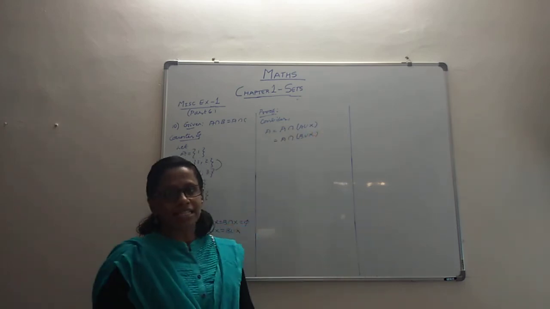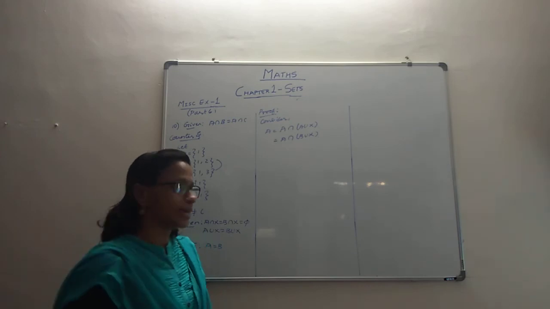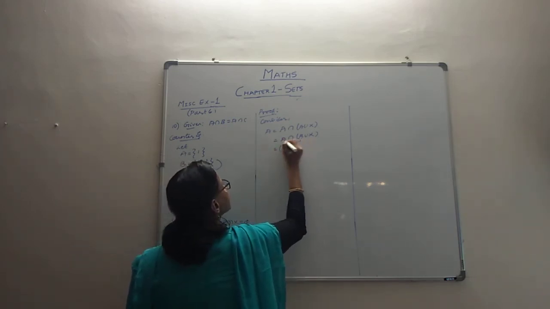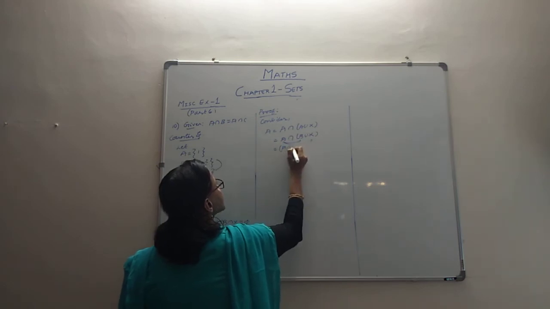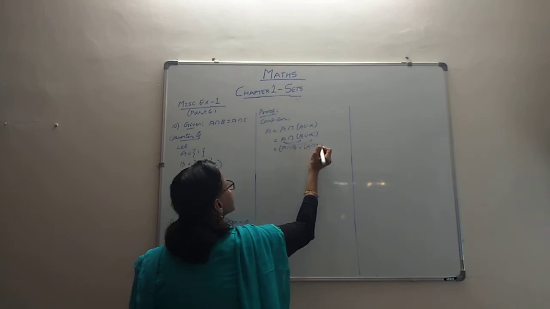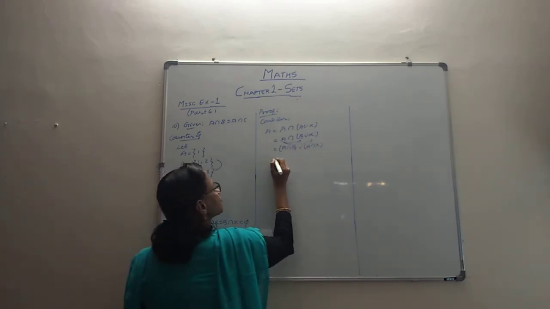What is the advantage? It helps us to expand. We have our distributivity law. Let's expand and see what happens. This becomes A intersection, we have the distributivity. So A intersection B union A intersection X. Now what happens? A intersection X is familiar to us.